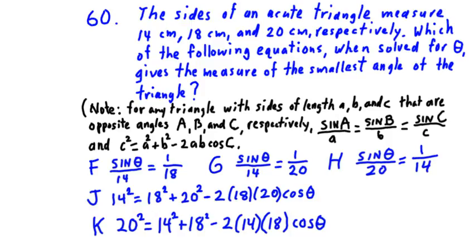Next, the last one here is 60. The sides of an acute triangle measure 14, 18, and 20 centimeters respectively. Which of the following equations solved for theta gives the measure of the smallest angle of the triangle? Well, the only way you can find angles when you just have the sides is the law of cosines. So anything that's not law of cosines, you can just cross out. Then you try the smallest angle, and you find the smallest angle opposite the smallest side. So our correct answer choice is J.